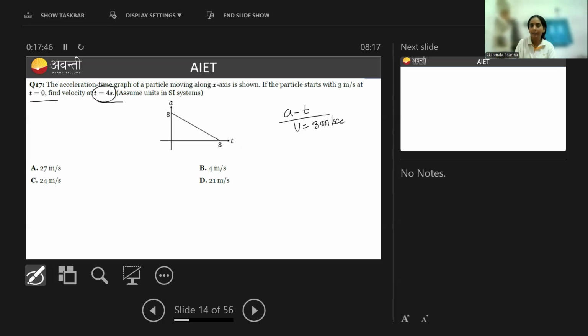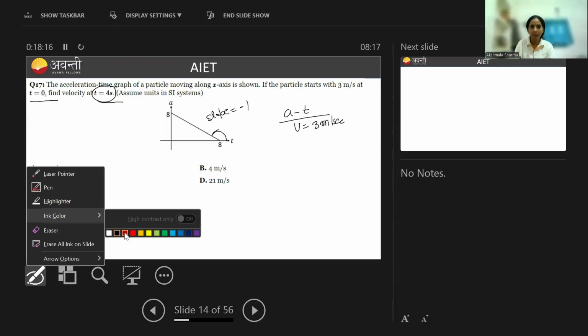So can't we write the equation of acceleration versus time? Can't we write acceleration as a function of time from this curve? We can, because this is a straight line curve. And here slope is equal to how much? Slope is -1, because it is making obtuse angle with the positive direction of x-axis. And y is 8, x is 8. So slope value is 8 by 8 plus 1. But it will be negative because it's making obtuse angle with the positive direction of x-axis.